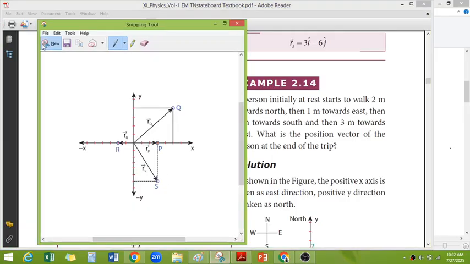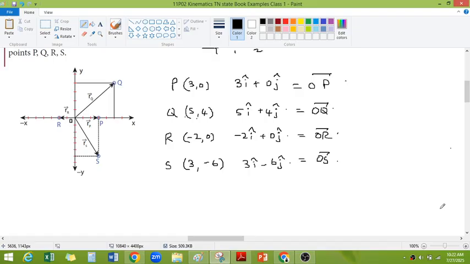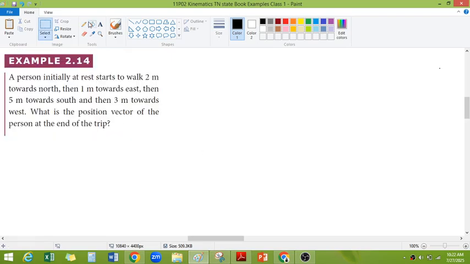This is a direct application of your directions. A person initially at rest starts to walk 2 meters towards north and then 1 meter towards east. Generally we will take this as north, this is east, so east, west, north, south. That's the convention in our papers generally.